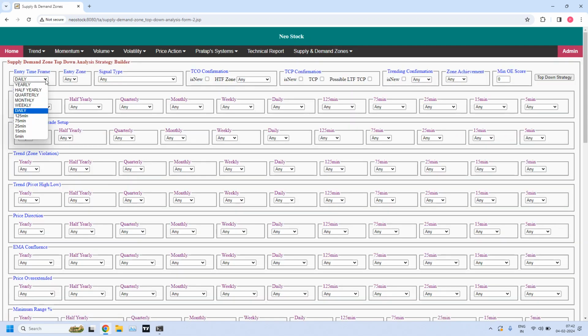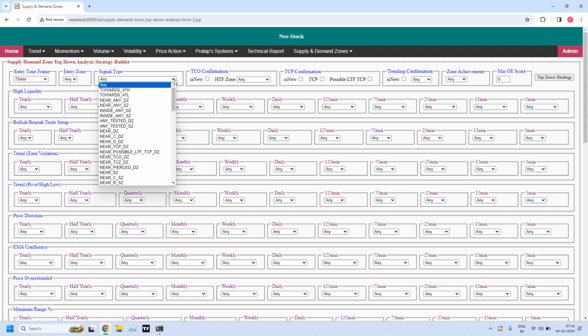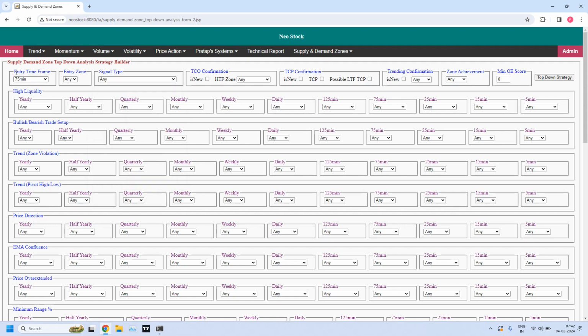So I'm changing the entry time frame to 75 minutes. Even 125 also supports WIT. In WIT, you can use either 125 or 75, but let me focus on 75 only. Okay, entry zone. First, we will focus on the bullish trade setup. So entry zone should be demand zone.